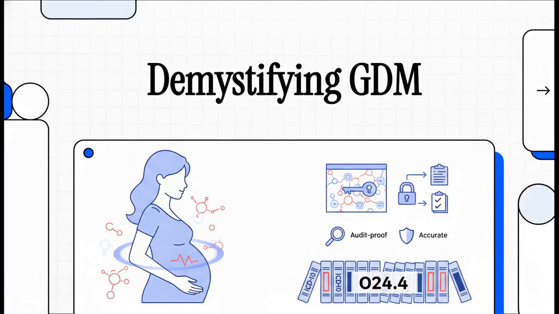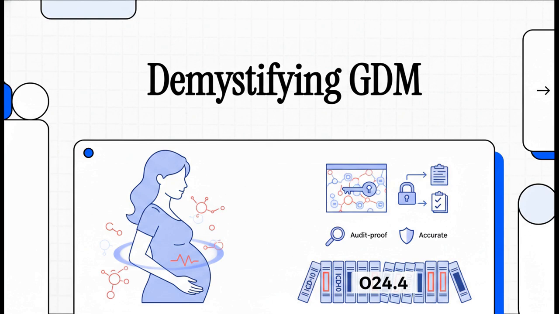All right, if you're a medical coder, you know pregnancy codes can be tricky, right? And one of the biggest tripwires is definitely gestational diabetes mellitus, or GDM. So today, we're going to demystify the whole thing. We'll break down the ICD-10 guidelines so your GDM coding is always on point, totally accurate, and completely audit-proof.